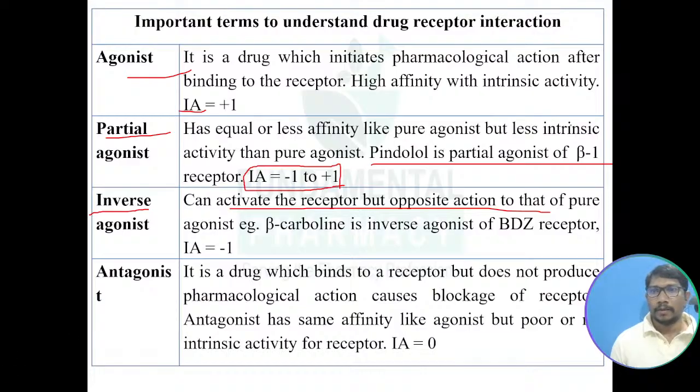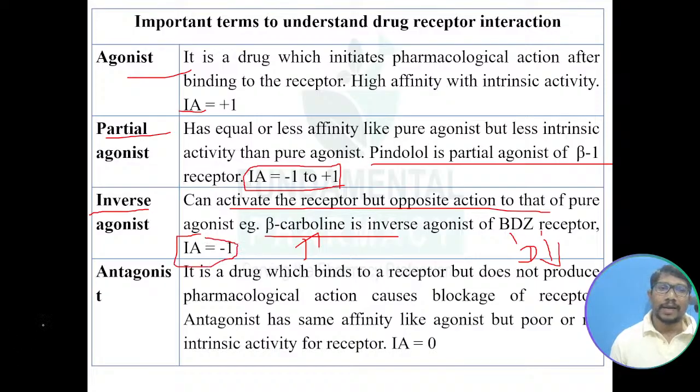For example, beta carboline at the benzodiazepine receptor. The full agonist of the benzodiazepine receptor is diazepam. Diazepam will interact with the benzodiazepine receptor and depress the CNS. But beta carboline interacts with the benzodiazepine receptor and causes CNS stimulation. That's why it has the opposite effect to diazepam. The inverse agonist's intrinsic activity is in the minus, since it is opposite.